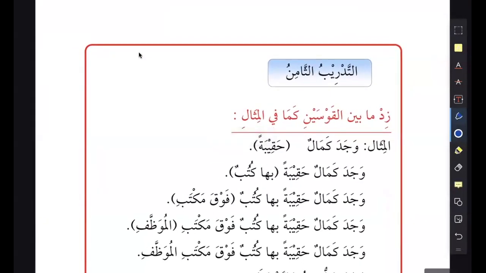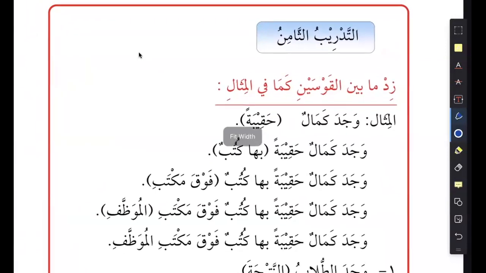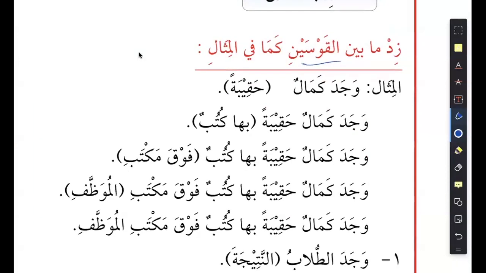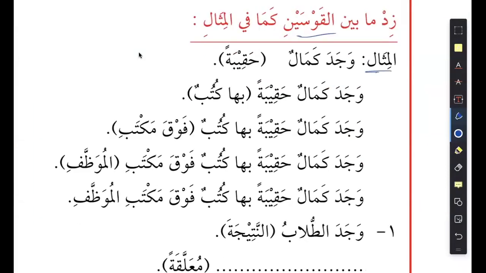Then we have التدريب الثامن, the eighth exercise. It says زد ما بين القوسين كما في المثال. Zid means to increase. Here it means to add. Add what is between the قوسين, parentheses, as in the example. مثال وجد كمال حقيبة. They only give you وجد كمال and then they gave حقيبة in parentheses.